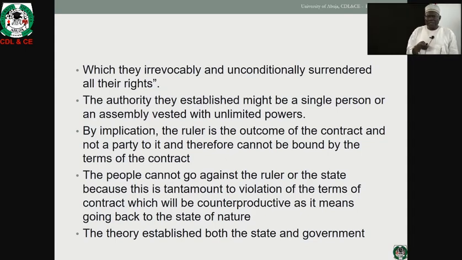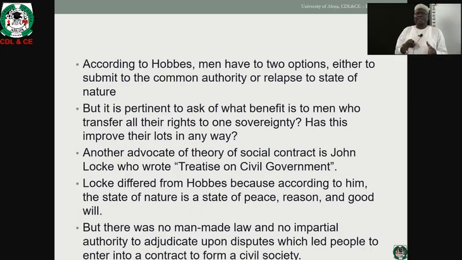If the people revolt or go against the ruler, since the ruler was not part of the contract, that is tantamount to violation of the terms of agreement. And the ruler will say, okay, since you've decided to breach the contract, I'll no longer protect your life and property. So the society will go back to the state of nature. The theory established both the state and the government, by this social contract, by the agreement.